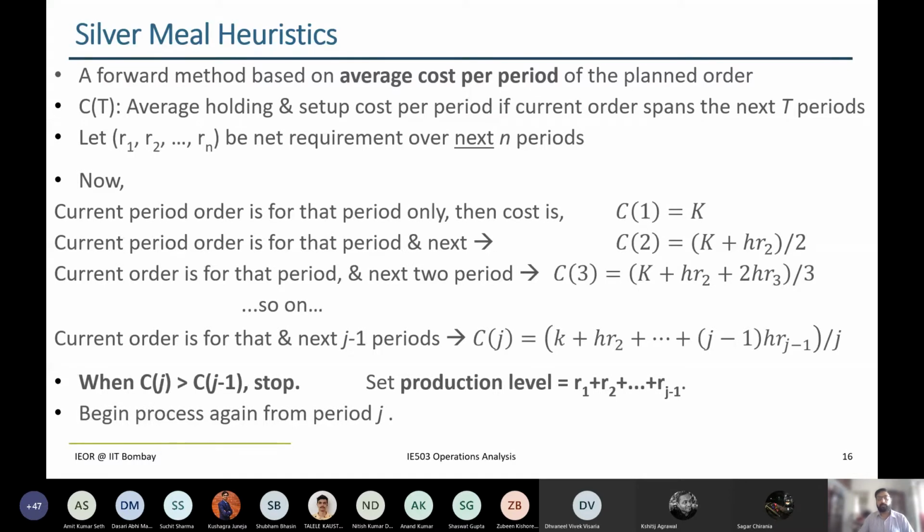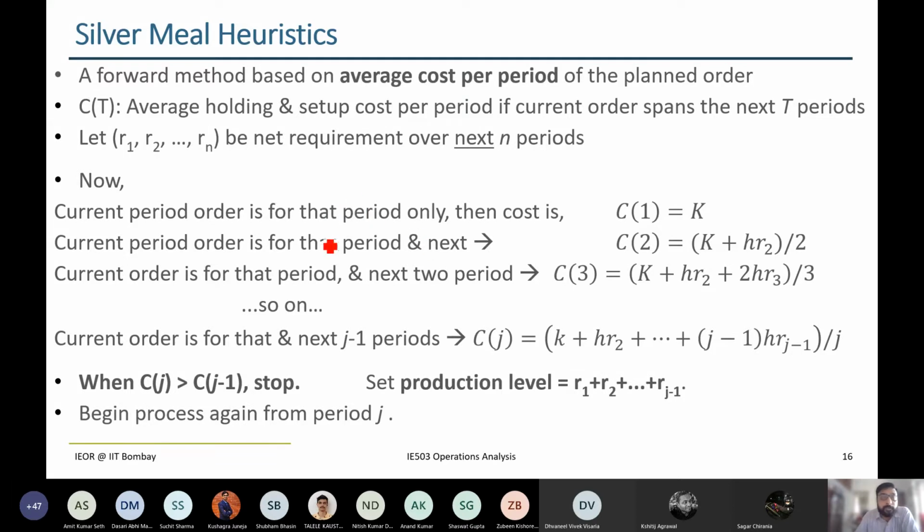So it should be possible for us to balance this setup cost and holding cost in a much better fashion than what EOQ does, which operates on a much longer term and gives a steady state solution. So this heuristic was proposed, again, many of the heuristics came in the 60s and 70s. It is named after the person, the Silver Meal heuristic. It is a forward method based on average cost per period of the planned order.